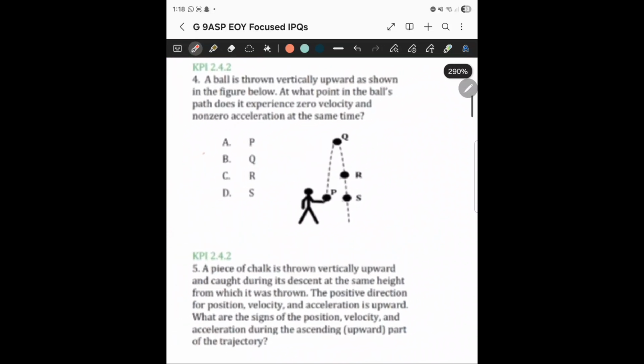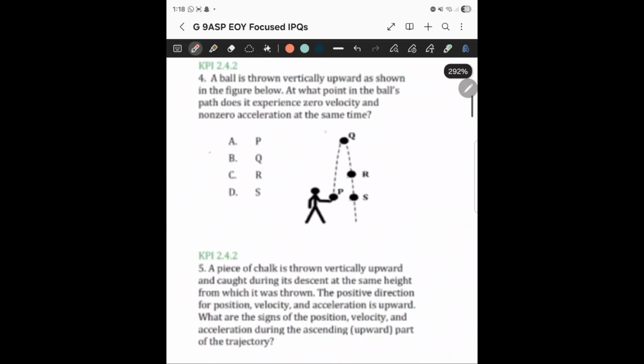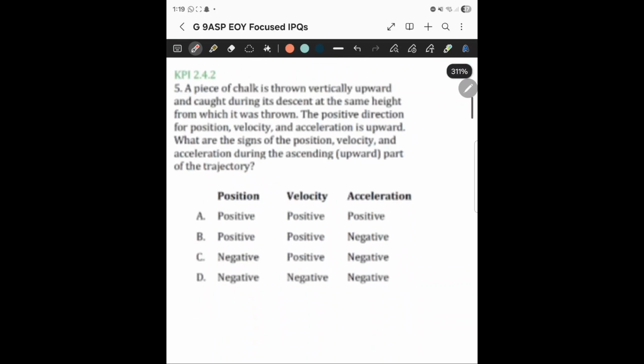A ball is thrown vertically upwards. At what point does it experience 0 velocity and a non-zero acceleration? Fancy way of saying at the top v equals 0. Acceleration is minus 9.8. That's non-zero. It's a number. So minus 9.8 is non-zero acceleration. So that would have to be at the top, which is Q. Q is the answer.